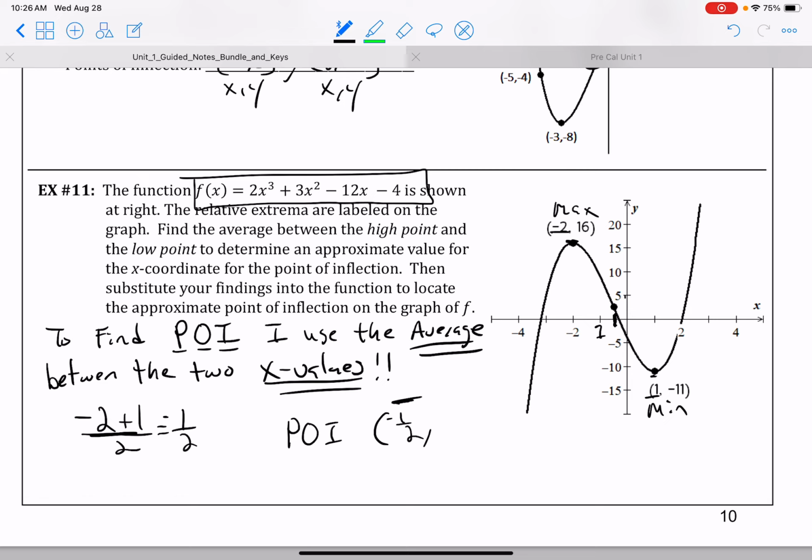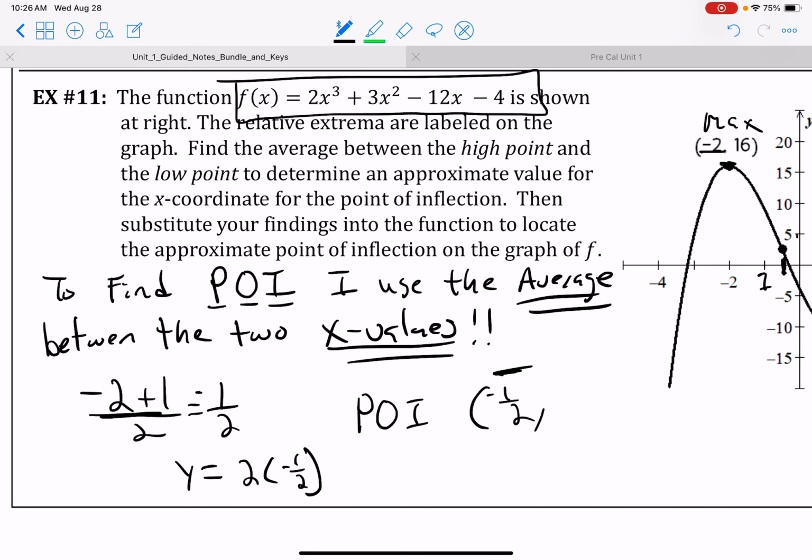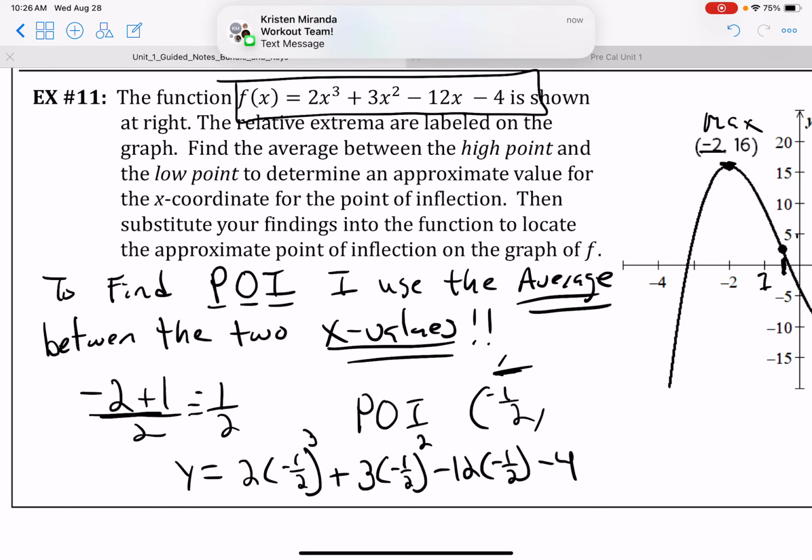So I'm going to take, let's see, y equals f of x, which is the same as y. 2 times negative 1/2, let me make this bigger, 2 times negative 1/2 to the third power plus 3 times negative 1/2 to the second power minus 12 times negative 1/2 minus 4. I'm plugging in my x value that I found, and I'm solving for y. Okay, why don't you go ahead and finish that off right now?